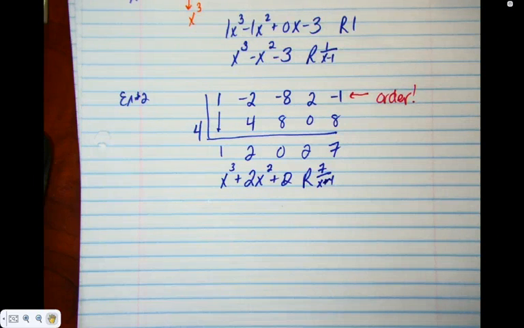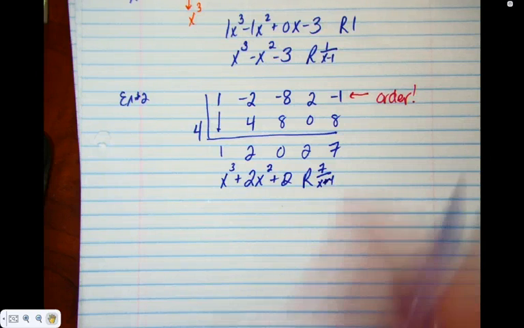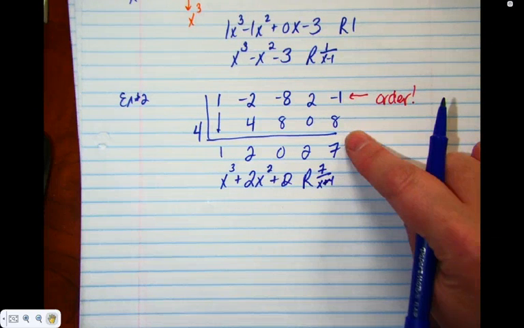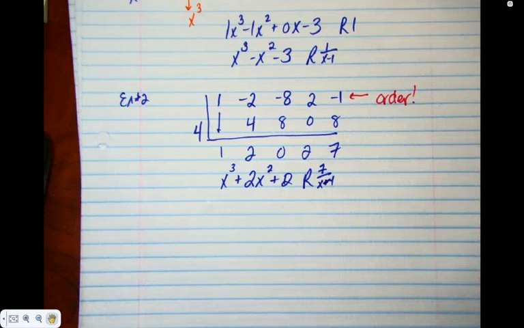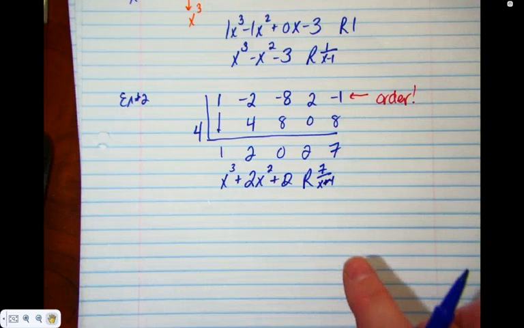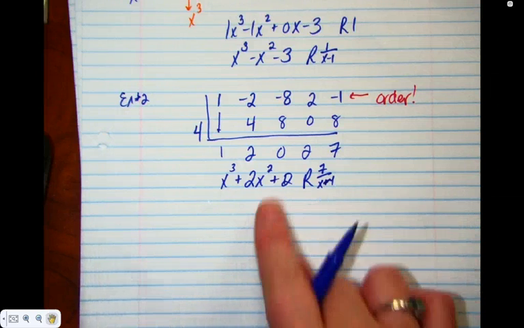Yes, ma'am. Why is 7 the remainder? Because we add vertically. So minus 1 plus 8, 7. So like 8 minus 1. But why isn't it in the other half? Why isn't it in here? Yeah.